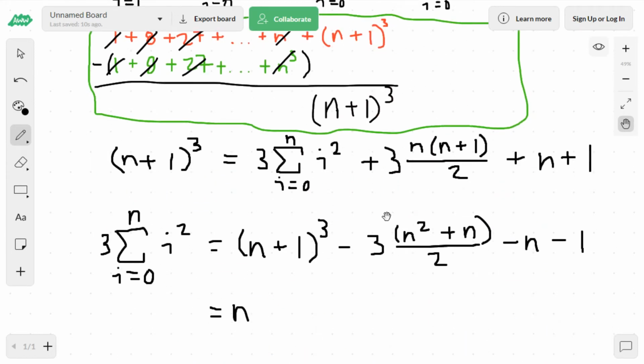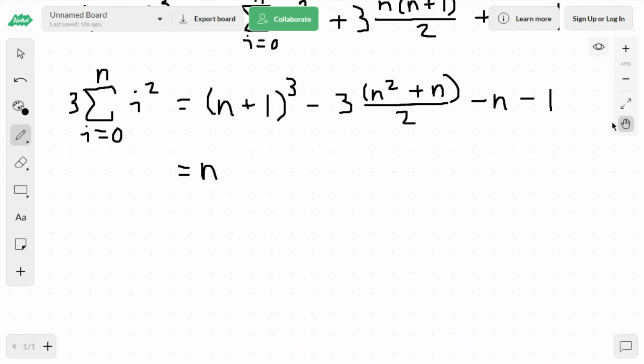So let's apply that down here. We've got n plus 1 cubed. We know what it is. Let's expand that. So we had n cubed plus 3n squared plus 3n plus 1. Shouts out to the binomial theorem, Pascal's triangle and all that. But anyway, let's continue with this stuff.